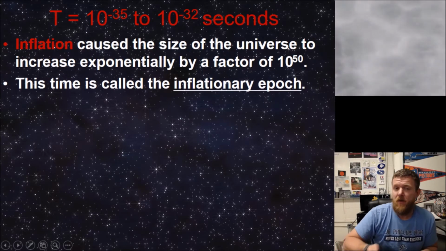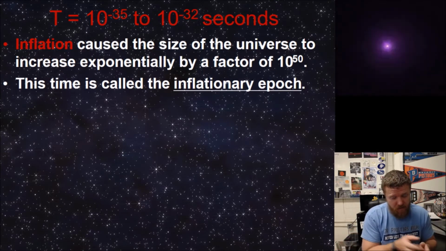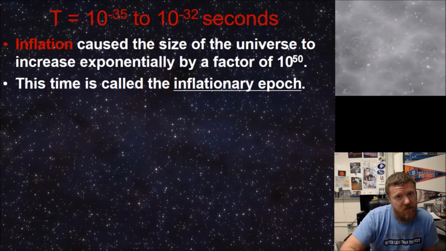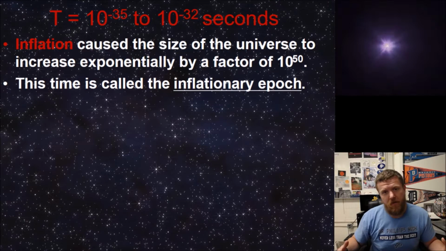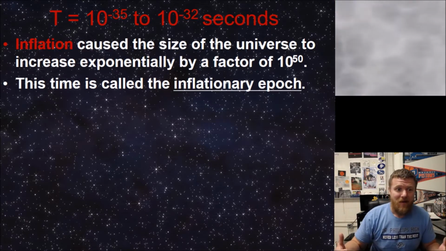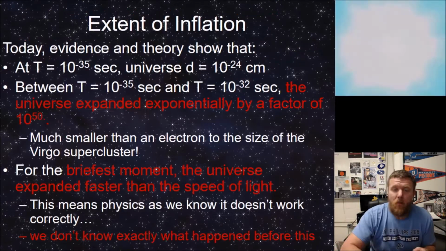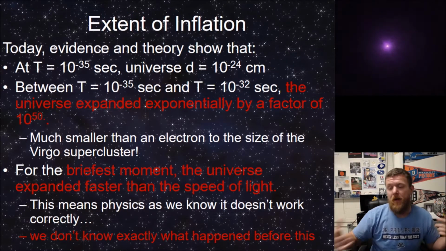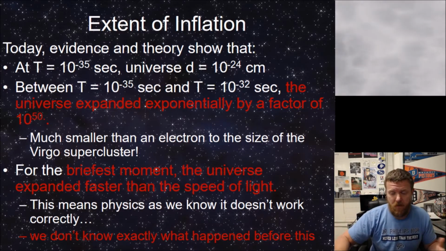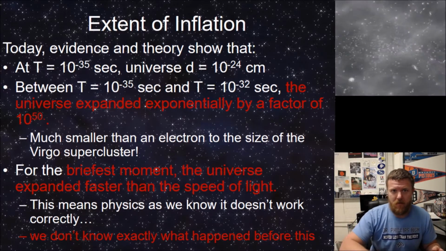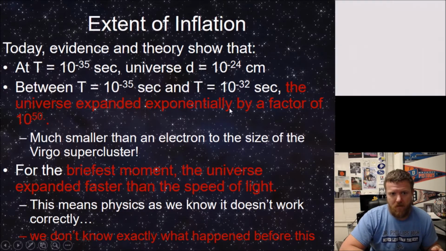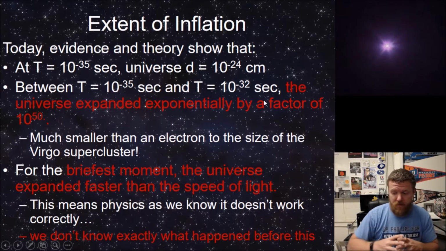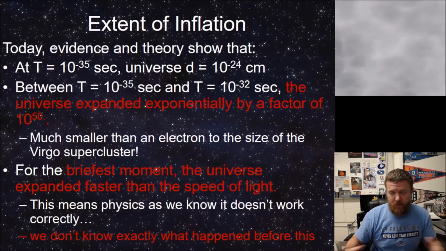Between 10 to the negative 35 and 10 to the negative 32 seconds, so still right after the Big Bang, not much time has gone by. This is what's known as the inflationary epoch, because all of a sudden the universe inflated, got bigger, expanded by a factor of 10 to the 50, which means that it went from smaller than the size of an electron to bigger than the Virgo supercluster. It expanded real fast. So this little tiny amount of time saw the universe go from smaller than an electron to bigger than the Virgo supercluster, which means it was traveling much faster than the speed of light.